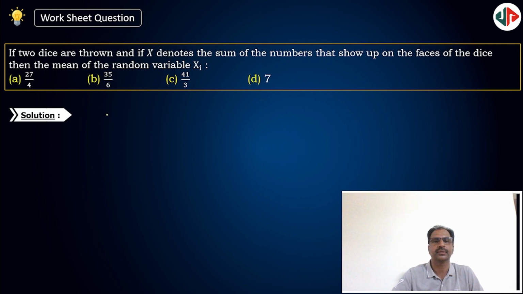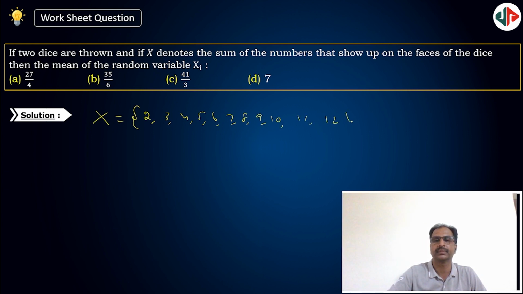Two dice are thrown. X denotes the sum of numbers that show up on the faces of the dice. So what is the range of x? When two dice are thrown, what are the different possible sums? You will get sum 2, sum 3, sum 4, sum 5, 6, 7, 8, 9, 10, maximum 12. Now I will find the mean for this.